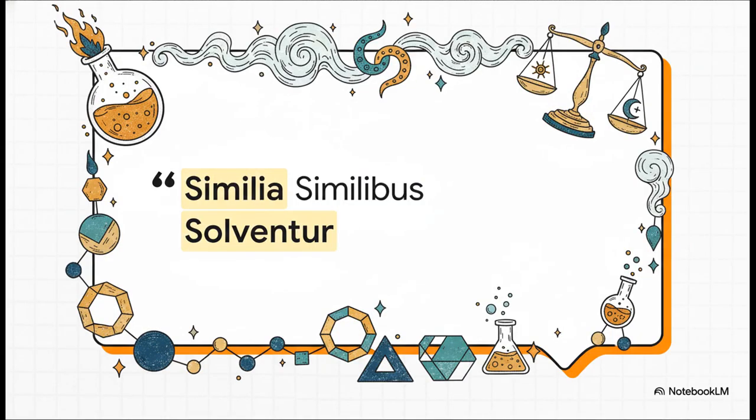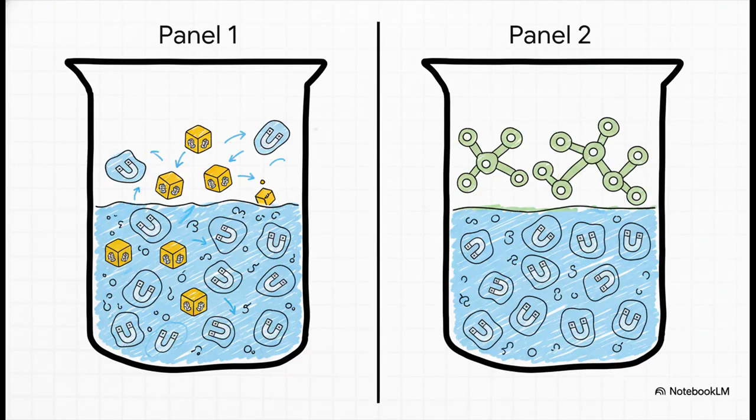You know, the old school alchemists actually figured this out centuries ago. They had this Latin saying that pretty much sums up the entire rulebook for mixing things. Similia similibus solventur. Which, in plain English, just means like dissolves like. It's that simple. Polar stuff dissolves other polar stuff.